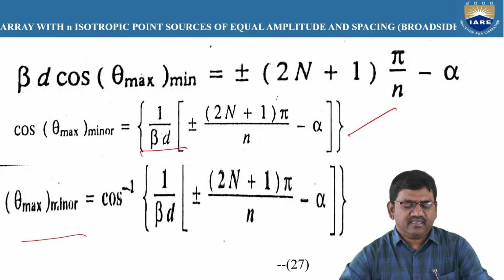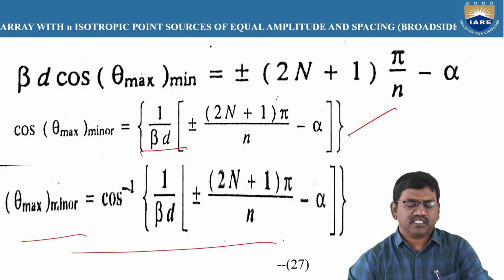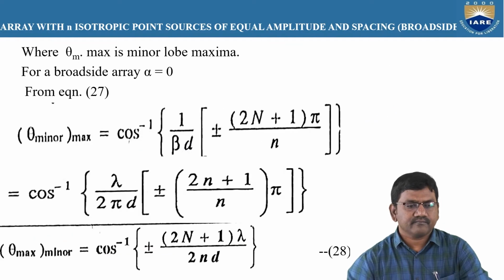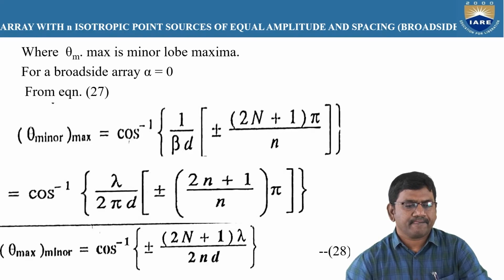So overall you will get the maxima is equal to cos inverse of 1 by beta d into plus or minus (2n plus 1) into pi by n minus alpha. This is the final expression to find out the direction of maximum of the major lobe. Now theta max is a minor lobe maxima. So for a broadside array, alpha is equal to 0 from equation 27.